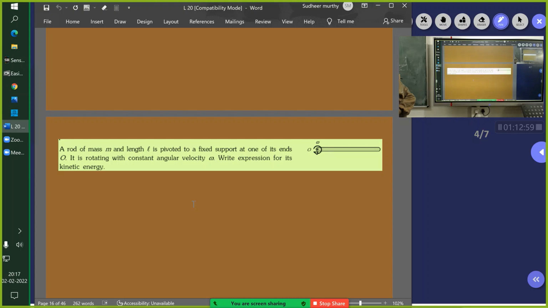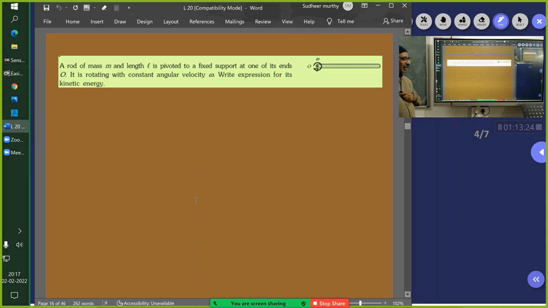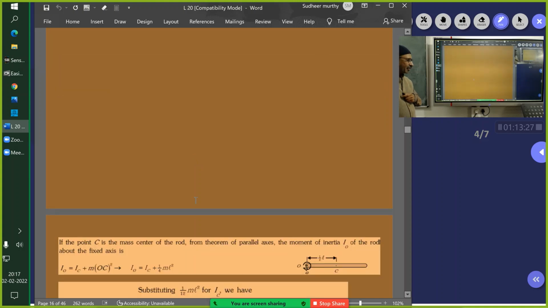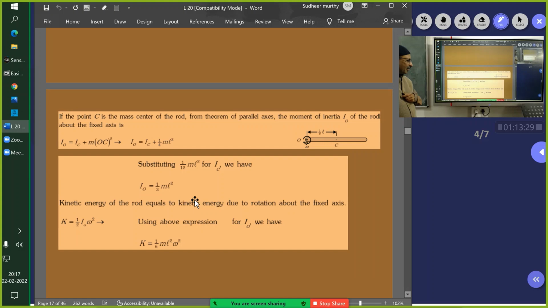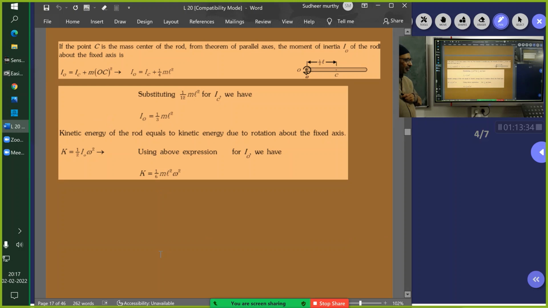Half into I_P omega squared, where I_P is ml squared by 3, so ml squared by 2 into ml squared by 3 into omega squared. Correct? Yes, sir. So it will become ml squared omega squared by 6. Even Pratyush answered. Fantastic. Brilliant. ml squared omega squared by 6. Got it? Yes, sir.